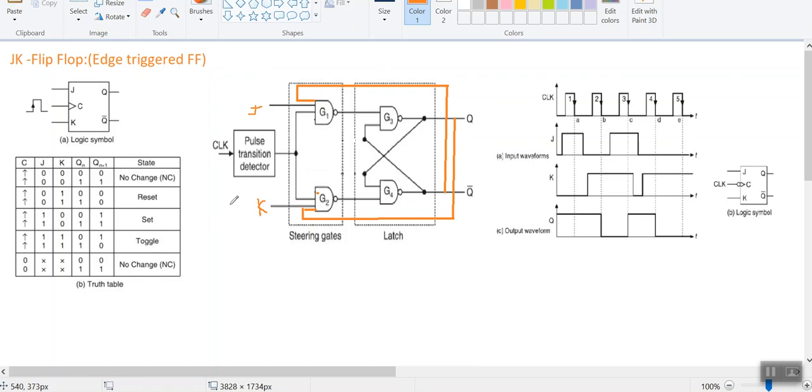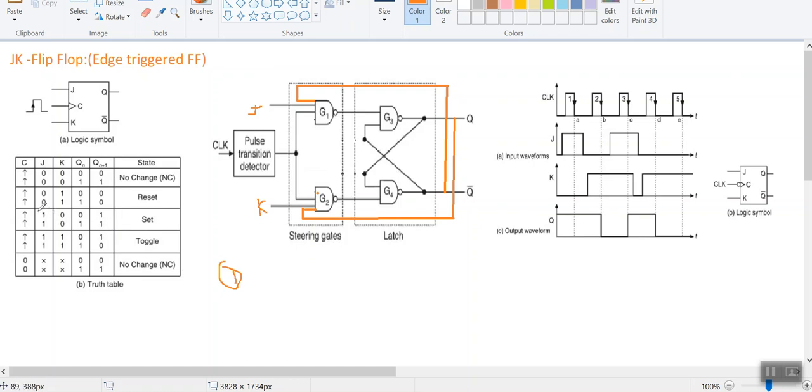Now this JK flip-flop is somewhat similar to the SR flip-flop, but with a little change: when my inputs J and K are equal to 1, my output will change. I will explain how it changes. Let us consider case 1. I will explain with cases 1 and 2, and I will explain one of the cases here.